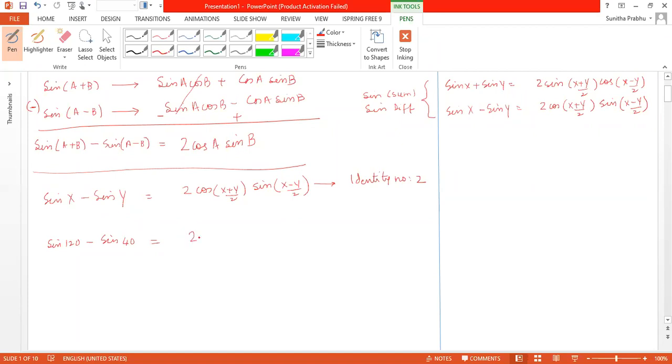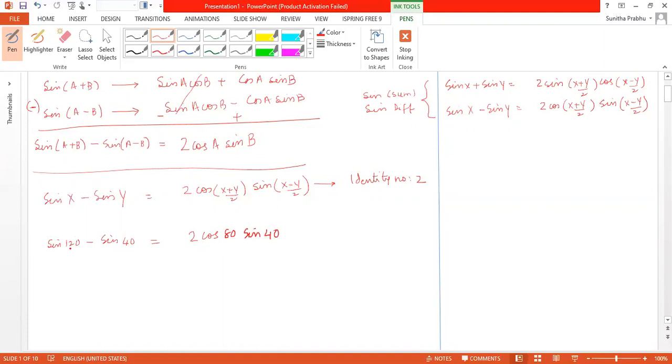So this will be 2 cos, put it in the same form, 2 cos of (120 plus 40) by 2. Very good. So how much is that? 120 plus 40 is 160, 160 by 2 is 80. Very good. 2 cos 80. Then sine of (120 minus 40) by 2, which is sine 40. That's all.